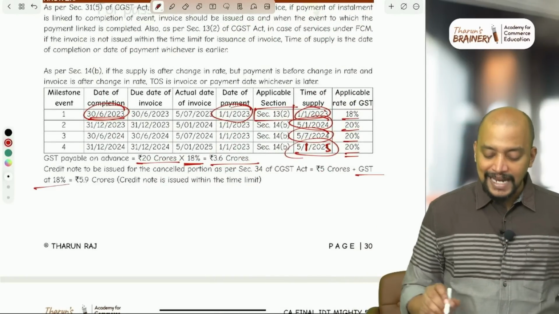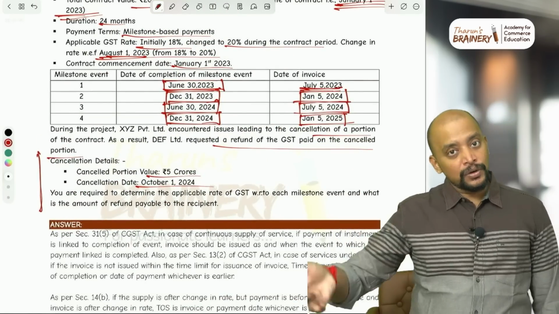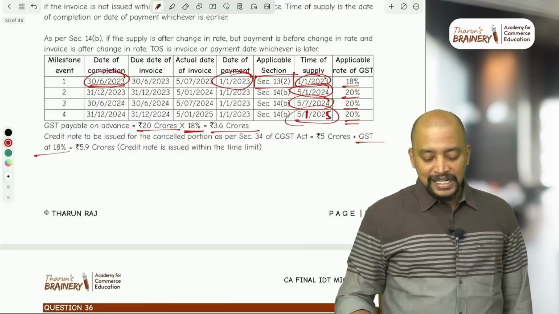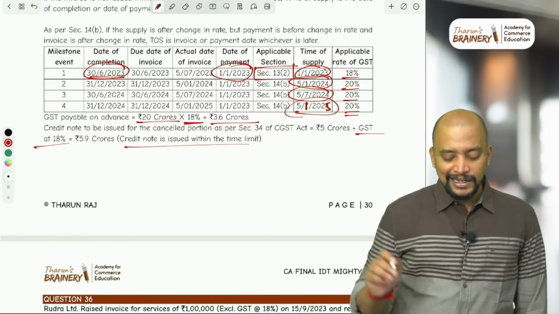The GST rate will be 18%. Why 18%? Because even though the credit note is given now, it pertains to the transaction which commenced at that time. So that's the reason 18% will be taken, and the credit note is issued within the time limit.